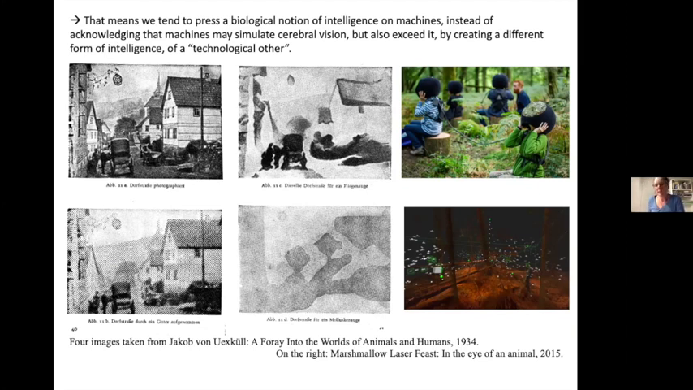So I will just suggest to think of a technological other, which might also exceed, not in the way of optimizing or making better human perception, human vision, but by creating a different form of intelligence, of a technological other. And I show you these Jakob von Uexküll images because this is similar to plant cognition and also the idea of animals and how they perceive their environments.